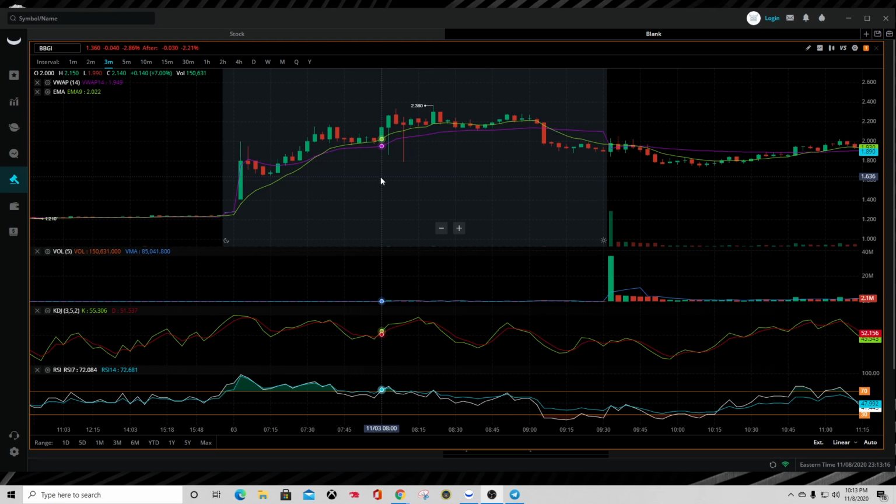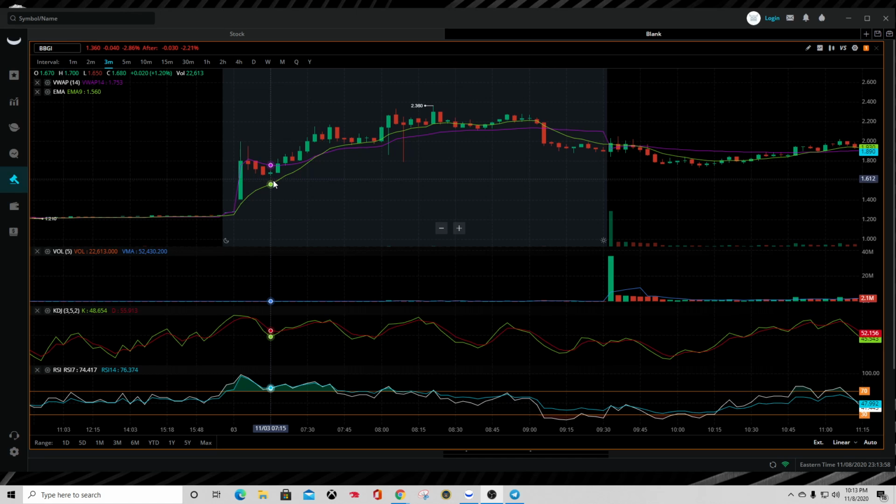So what I like to do, and remember I use only the 3-minute charts, is on my 3-minute chart I have my VWAP, the purple line, and the trend line, the green line. I come in, this is on BBGI, and this was on the 3rd of November. So this stock was gapping up on earnings, and it pushed up, came down, and started to consolidate a little bit. You see a little doji there, little indecision.